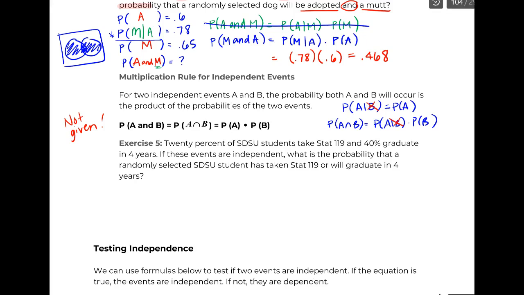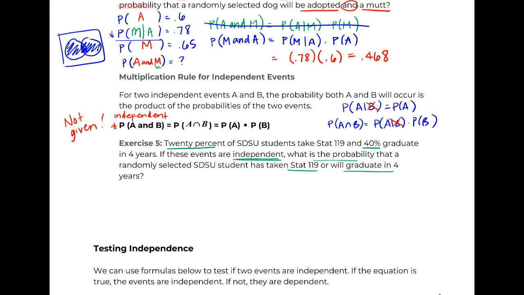But if you see the word independent, chances are we should be grabbing this. So you need to see the word independent, and then you're going, oh, sweet, let me try out that sweet rule. So let's see the example for that. 20% of SDSU students take Stat 119, and 40% graduate in 4 years. If these events are independent, what is the probability that a randomly selected SDSU student has taken Stat 119 or will graduate in 4 years?